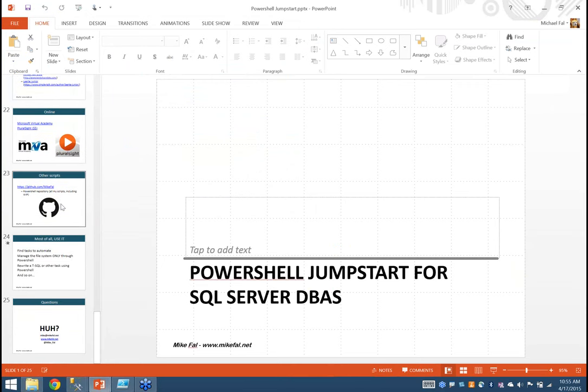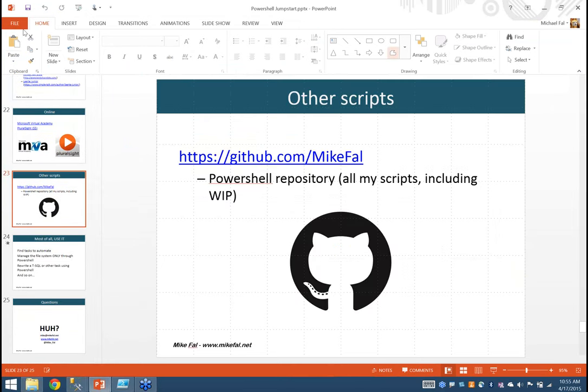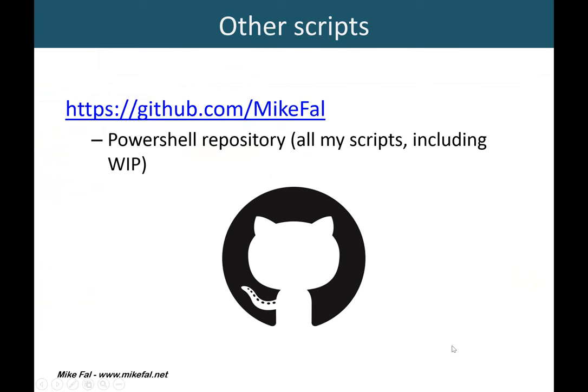But the thing I want to focus on is this right here. I have a GitHub repository where all of my PowerShell scripts are, things that I'm working on, things that I've put together. They're all there. It's public. You're welcome to come and download them and make use of them. It's your typical Creative Commons attribution, non-commercial thing, where you're welcome to use my scripts. Just give me credit and let me know if you're going to use them for something that might actually make you actual money.